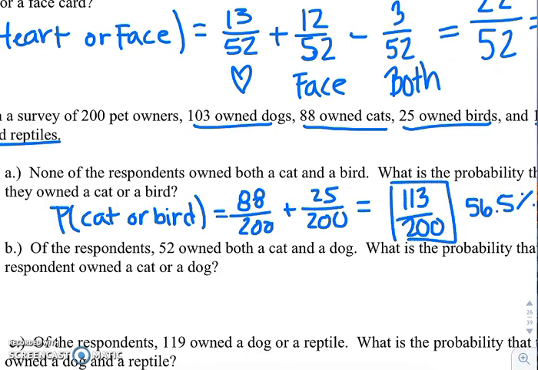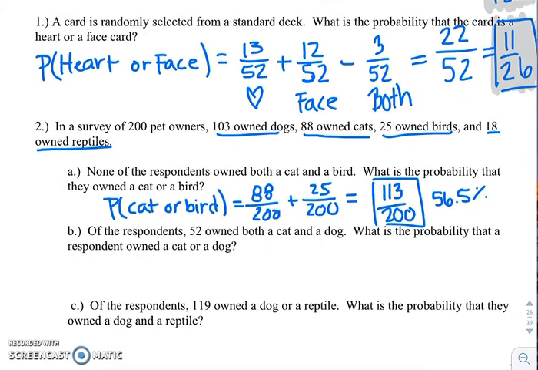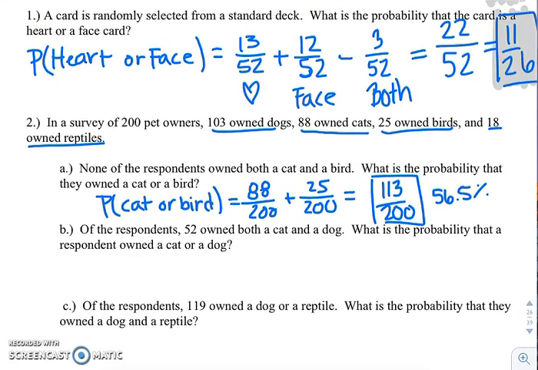So again, if you like fractions, keep fractions. If you like percentages, use percentages. It doesn't really matter to me. Okay, so then for B it says, 52 of the respondents in the survey did own a cat and a dog. I personally have a cat and a dog. So if 52 owned both, that's the overlap there. So what's the probability that a respondent owned just a cat or just a dog?